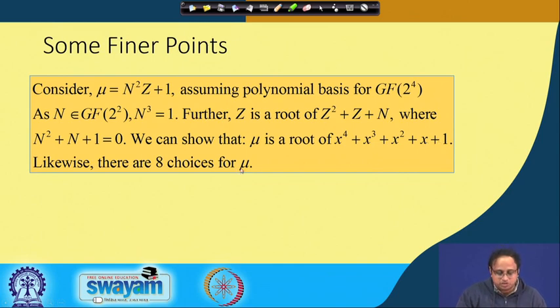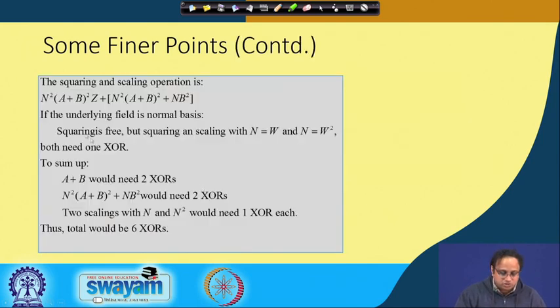Likewise, mu can also be a root of the other irreducible polynomial, which is x to the power of 4 plus x cube plus 1, and that is why there are 8 choices of mu. Okay. One of these choices is say n squared z plus 1. So with this choice you can actually observe the squaring and scaling operation. Again, as I said, I leave it as an exercise to verify this equation. I will just show you the enumeration here.